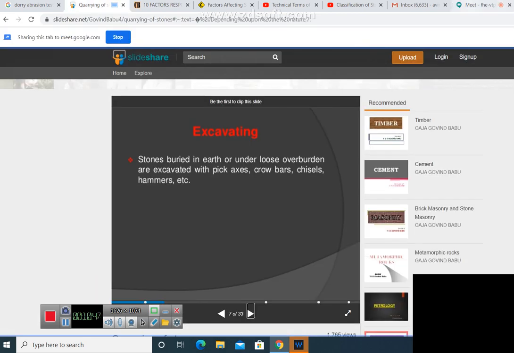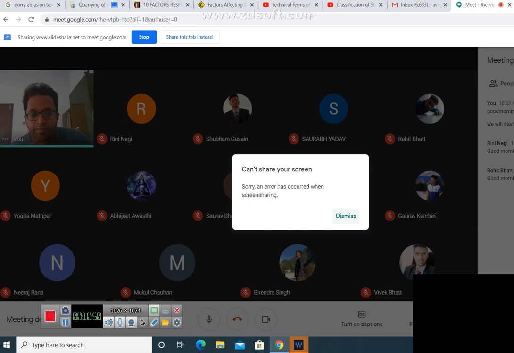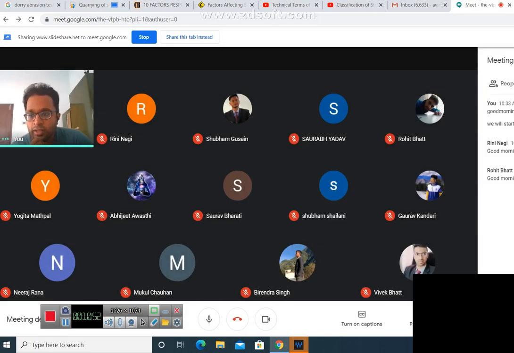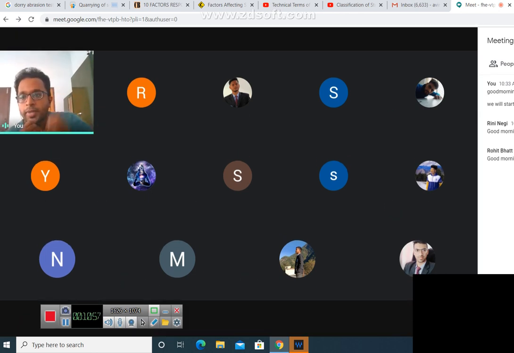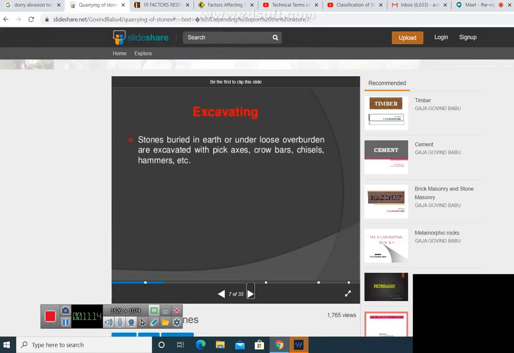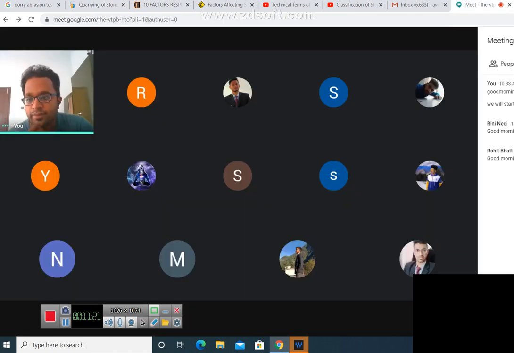So, different methods of quarrying. Now we are going to see the different methods of quarrying. One method of quarrying is known as excavation. When will you go for excavation of stones from rocks? When the stone bed is not relatively hard and you have to excavate from a loose overburden, where you can use hand tools like pickaxes, chisels, hammers, etc.